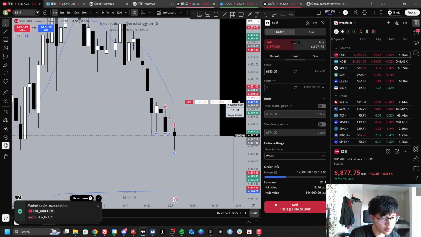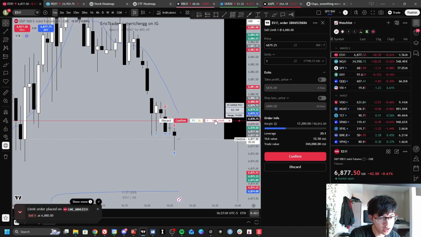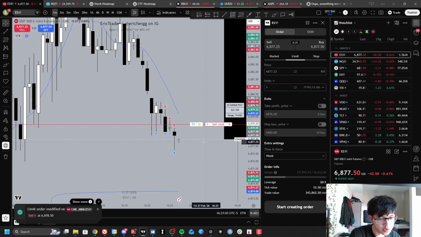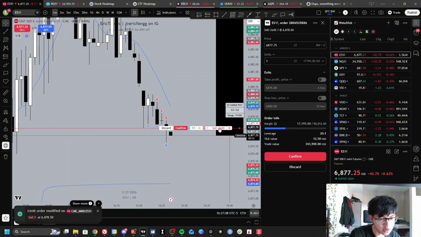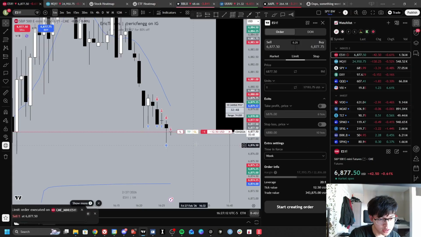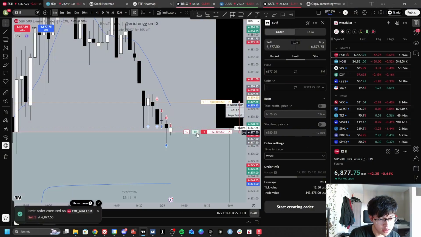So short, if I put it up here, it's not going to do anything. If I move it down here, right, we're still above the current price, this white line now, so it's not going to do anything. Now if I move it all the way down to the current price, we can see we get filled in there.